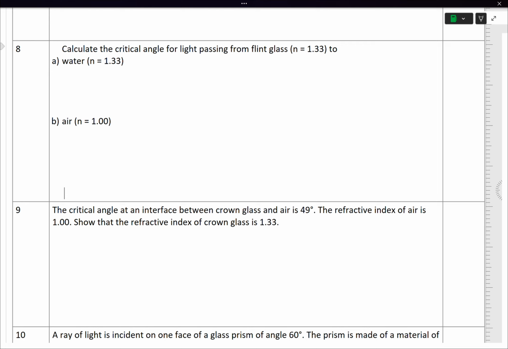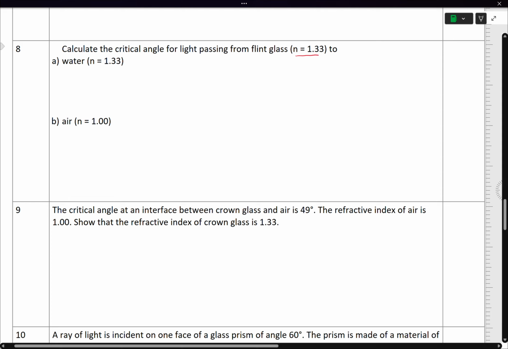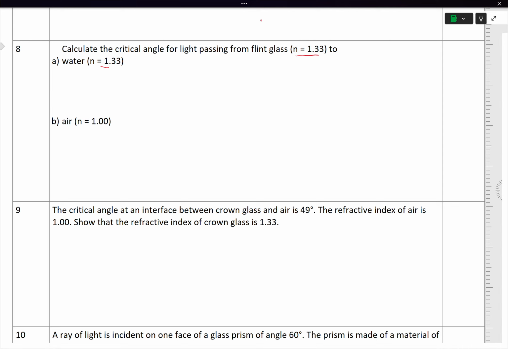Question 8, part A. Calculate the critical angle for light passing from flint glass to water. So if the refractive indexes are the same, it just goes in a perfectly straight line. So there is no deviation, which implies there's no critical angle. Total internal reflection does not happen in this case.